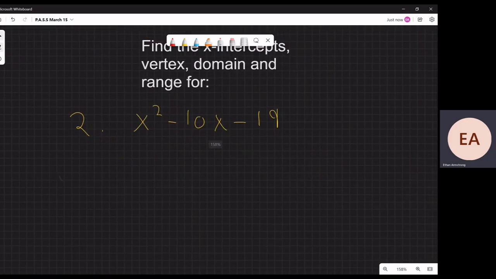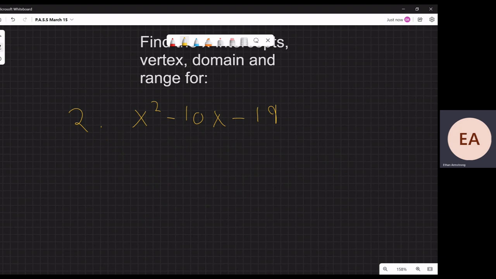So we can try the same thing. Let's try to factor it. Is there any number that multiplies to make -19 and adds to make -10? Well, 19 is a prime number, so the only things that multiply together are 1 and 19. So it does not look like you can factor it.